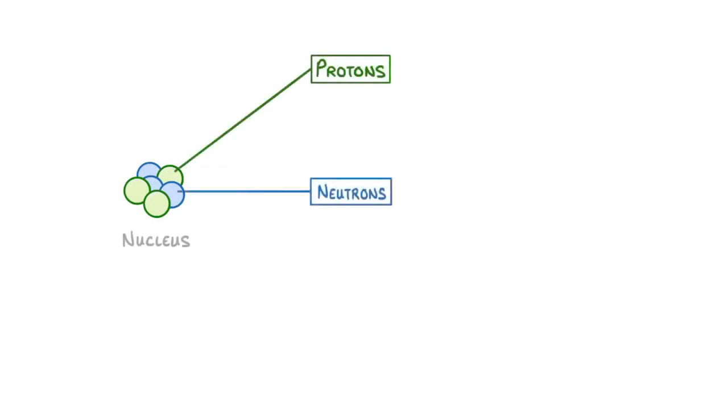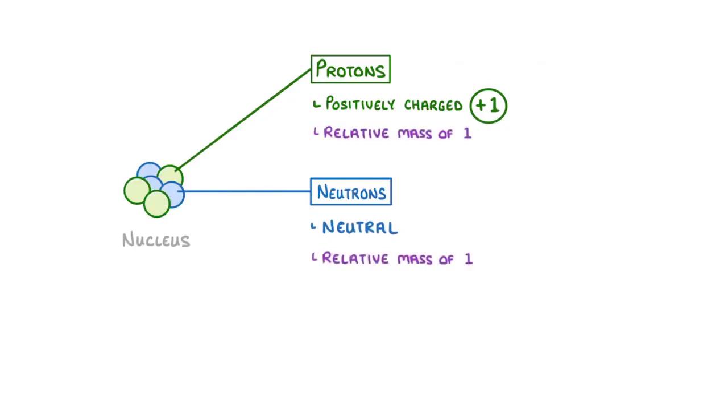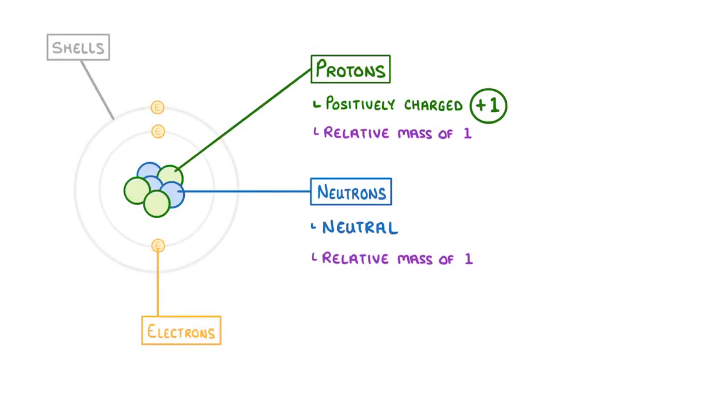In the center of every atom is a nucleus, which contains individual protons and neutrons. The protons are positively charged, so 1+, while the neutrons are neutral. And we say that both of them have a relative mass of 1. Then, orbiting around the nucleus, in shells, we have electrons, which are about 2,000 times smaller than protons or neutrons, and have a negative charge of 1-.